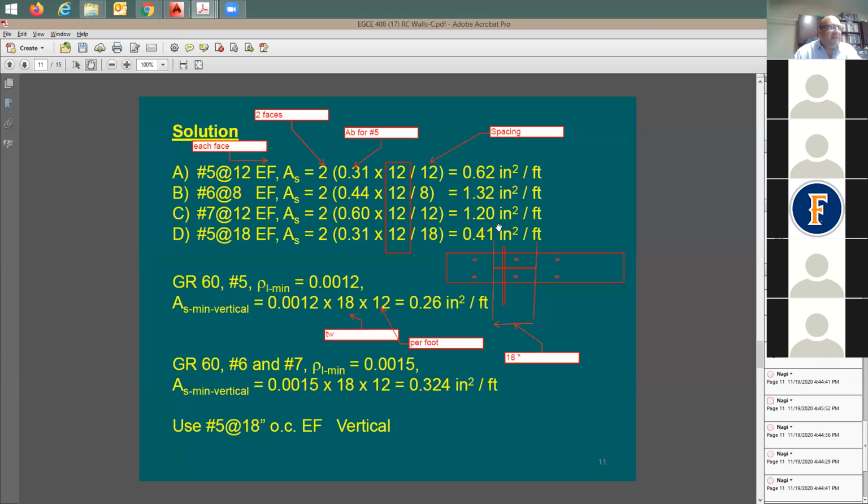Now, which one do you think can satisfy this requirement? You can say any one of them. All of them, they cover it. Now, which one is going to be your choice? I'm going to say number 5 at 18. Why? Because number 5 at 18 here is going to be okay if I want to use it. I have enough reinforcement and I have good spacing. Look at the spacing, 18-inch.